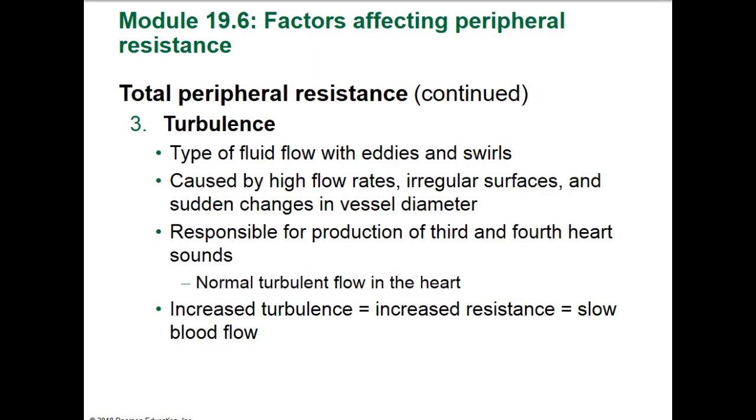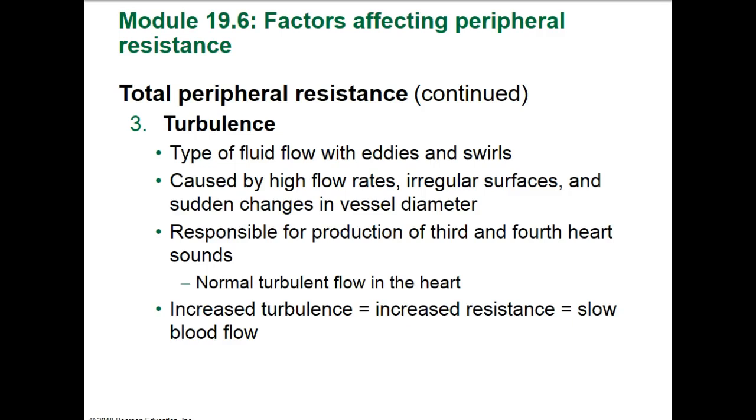Turbulence is also something else that affects peripheral resistance. So this has to do with, do you have lots of eddies and swirls and all kinds of obstructions and things like that in the vessels, and do the vessels have a lot of curves in it? So the type of fluid flow with eddies and swirls is turbulence, caused by high flow rates, irregular surfaces, sudden changes in vessel diameter.